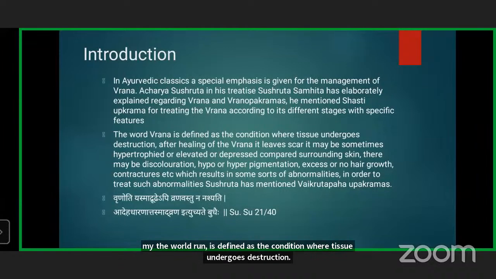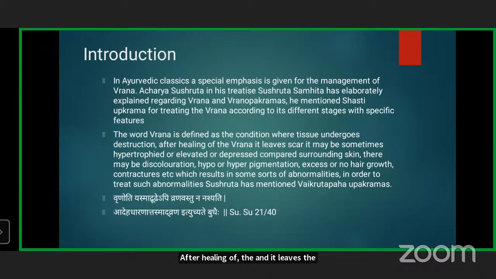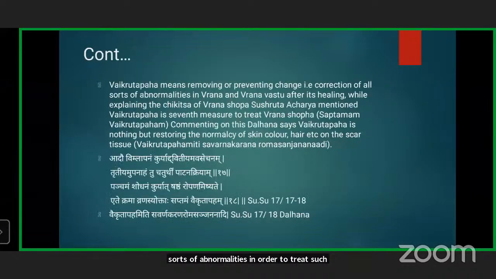After healing of the Vrana, it leaves a scar. It may sometimes be hypertrophied or elevated or depressed compared to the surrounding skin. There may be discoloration, hypo or hyperpigmentation, excess or no hair growth over the scar. Contractures sometimes develop, which result in some sorts of abnormalities. In order to treat such abnormalities, Sushruta has mentioned Vaikrutapaha Upakramas. Vaikrutapaha means removing or preventing the change. It is the correction of all sorts of abnormalities in Vrana and Vranavastu after its healing.